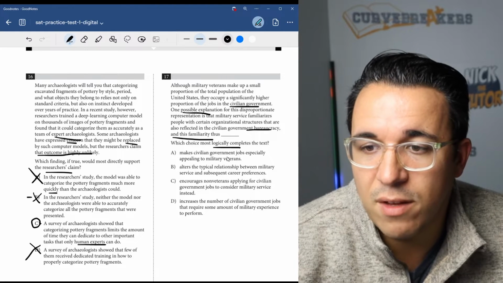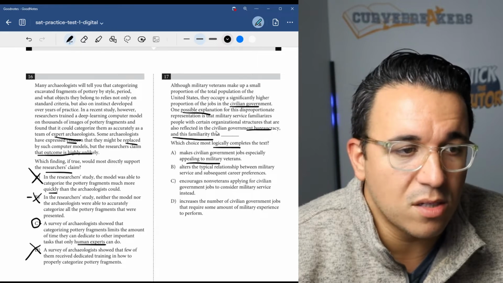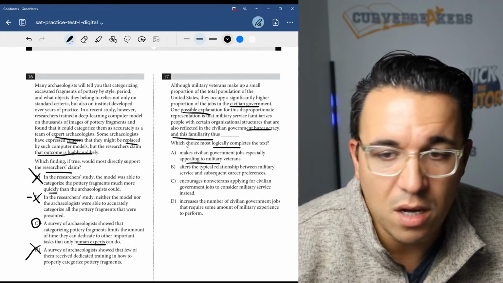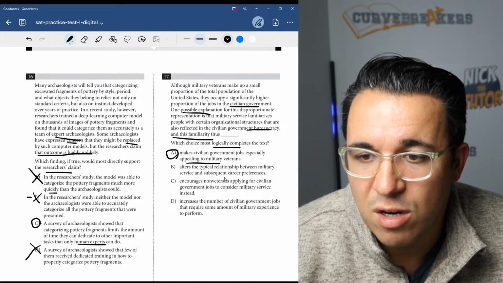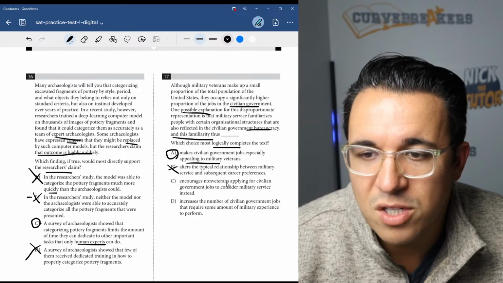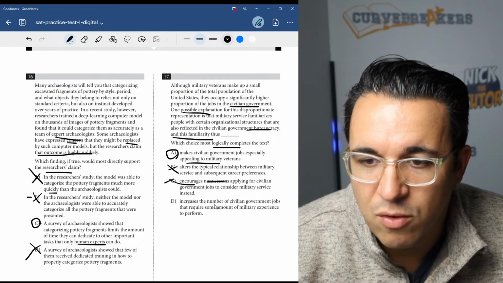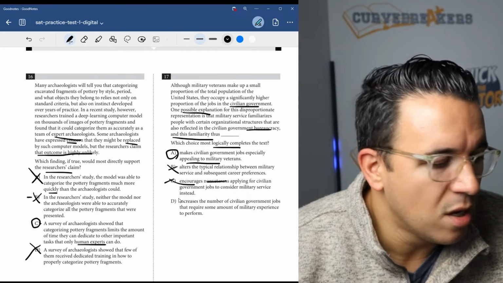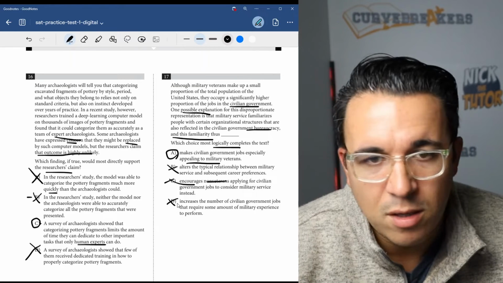right? So A makes civilian government jobs especially appealing to military veterans. So it appeals to them because they're familiar with the bureaucracy, the hierarchy of the military. So I think that's going to be correct. Alters a typical relationship between military service and subsequent... Nope. Encourages non-veterans applying. We don't care about non-veterans. I'm going to immediately eliminate that. D, increases the number of civilian government jobs that require some amount of military experience. They weren't saying that the jobs required military experience. They were saying that military people like these kinds of jobs. So I'm going to go with choice A.